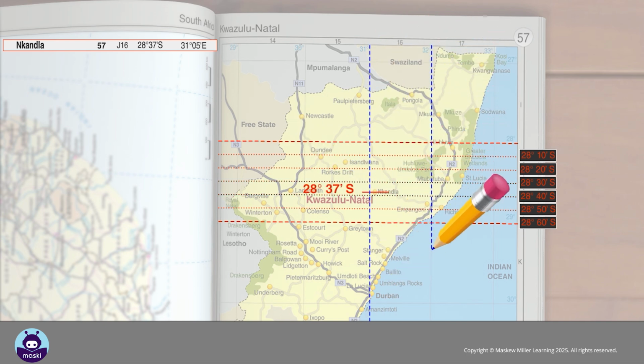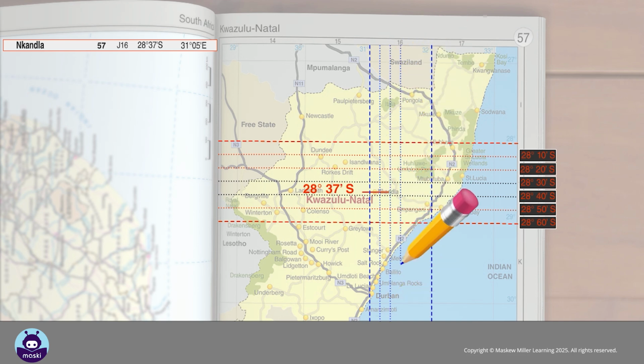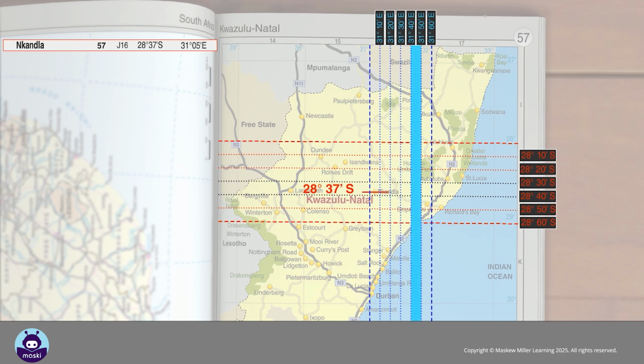In the same way, you can divide the degree space between 31 degrees east and 32 degrees east into 6 equal parts, each representing 10 minutes of longitude. The point midway between 31 degrees east and the first marking is 31 degrees and 5 minutes east. The intersection of this pencil line with the latitude 28 degrees and 37 minutes south gives the location of Nkandla.